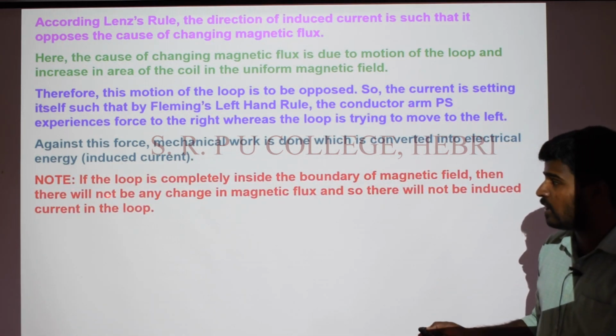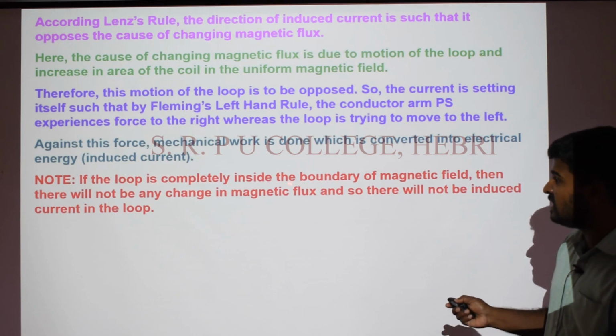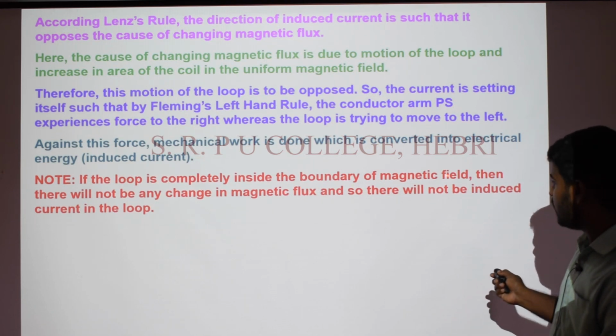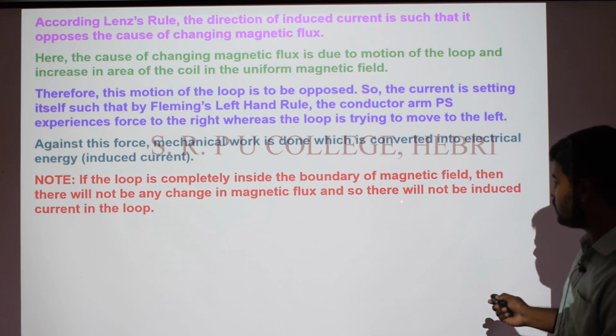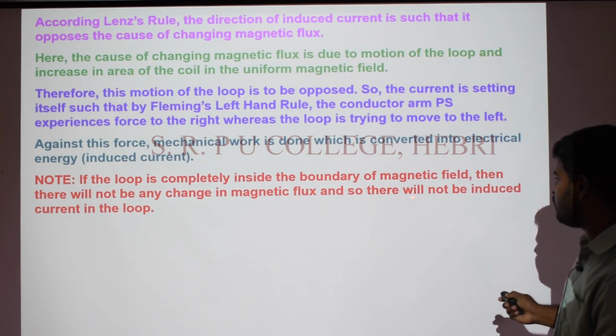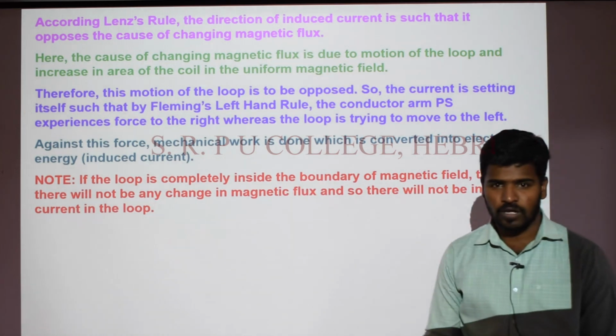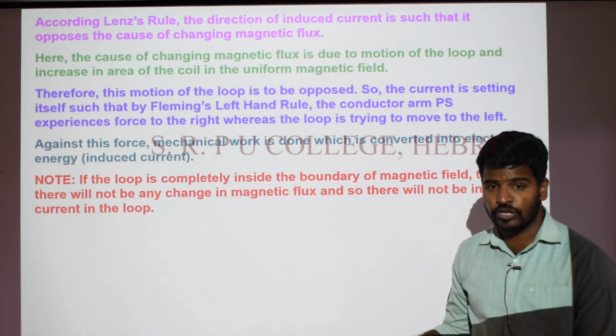In that, the note they have given says: if the loop is completely inside the boundary of the magnetic field, then there will not be any change in magnetic flux, and so there will not be an induced current in the loop. These are the points they have given. No need to write this in the exam.